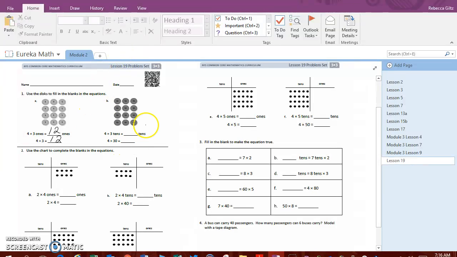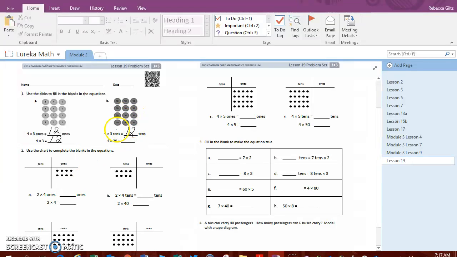Now if you look at letter B, you'll notice a difference in the place value discs. You can see that each one of those is worth 10. So now our number sentence becomes 4 groups, because we have 4 rows, but this time we're multiplying by 3 tens. So they're asking how many tens do we have? Not what the value is, but how many tens? Well, if we skip count those, we've got 3, 6, 9, 12 tens.